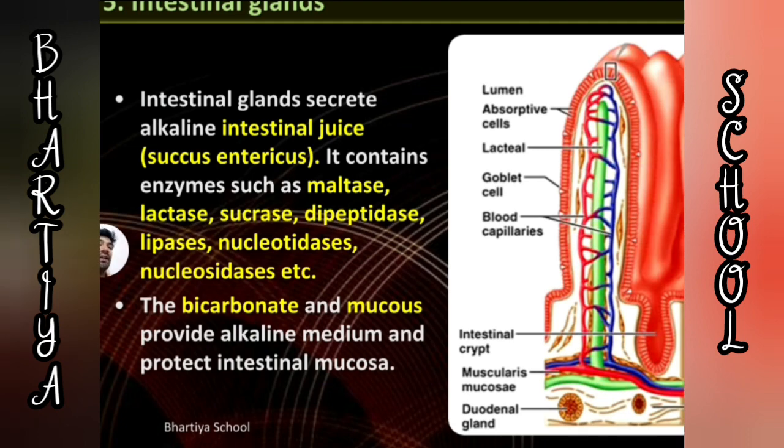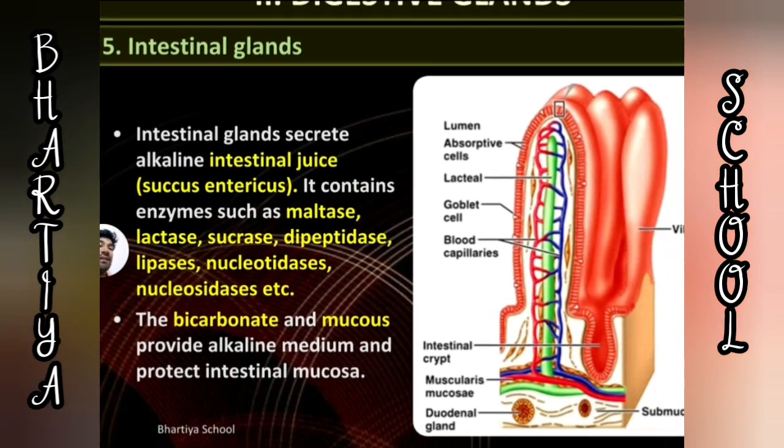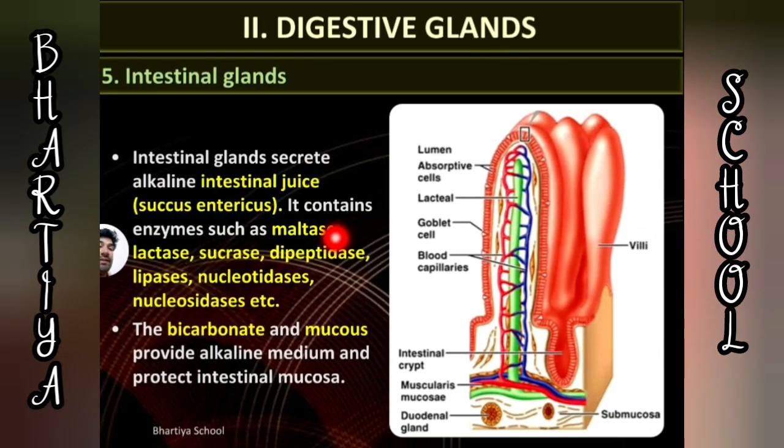It contains mainly enzymes such as maltase, lactase, sucrase, dipeptidase, lipase, nucleotidase, nucleosidases. These enzymes help in digestion of food. Maltase, lactase, sucrase help in digestion of carbohydrate, dipeptidase helps in protein digestion, lipase in lipid digestion, nucleotidase and nucleosidase help in nucleic acid digestion. The bicarbonates and the mucus provide an alkaline medium and protect the intestinal mucosa, the inner lining of the intestine.